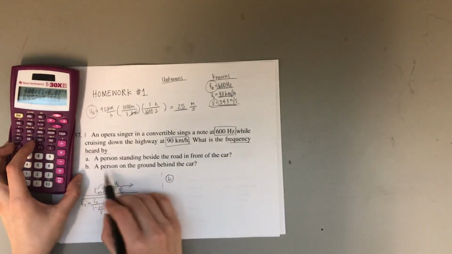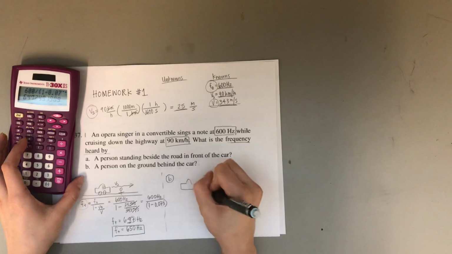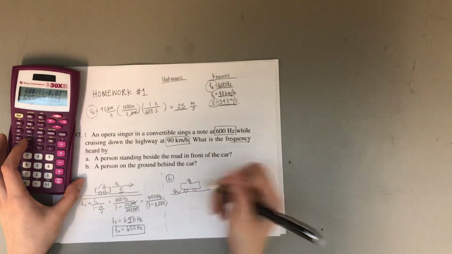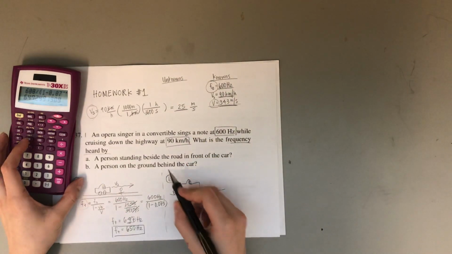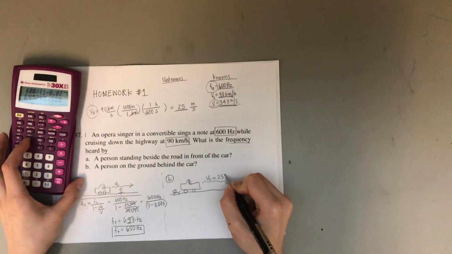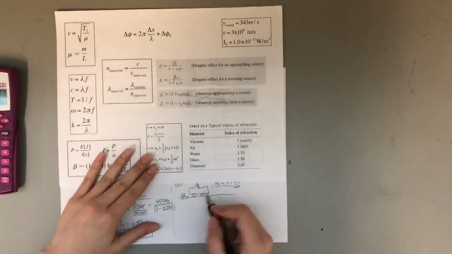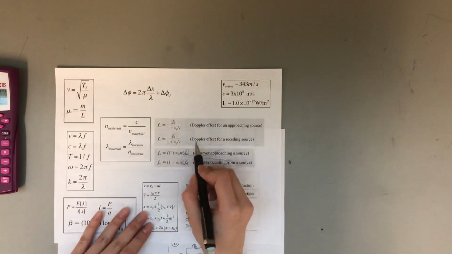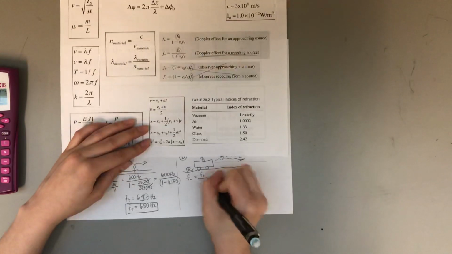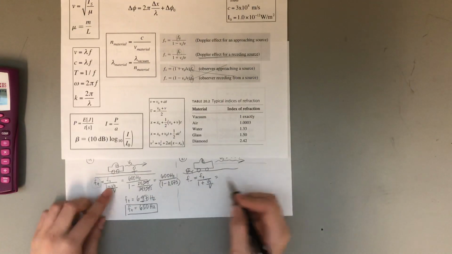Now for B, the question is asking about a person on the ground behind the car. So let's draw the scenario. You have your car going, and a person, okay, they can lay down. A person is on the ground behind the car, and the car is traveling at the velocity of the source, 25 meters per second. Now you go back to your equation, and because the car is traveling away from the observer, you use the Doppler effect for the receding source, which is f minus equals f naught over 1 plus Vs over V. You probably noticed that the only difference between these two equations is the plus and minus.